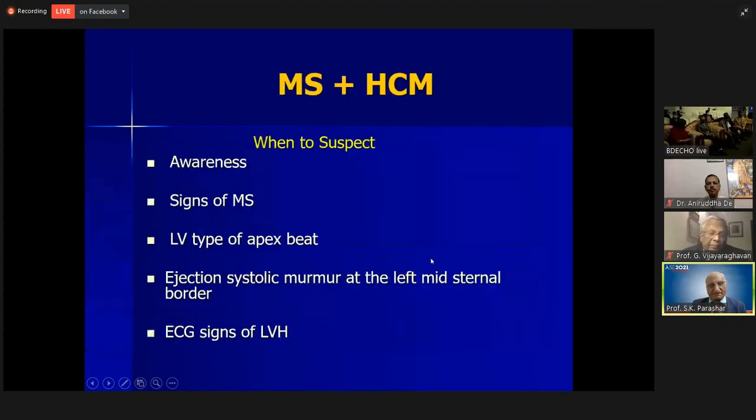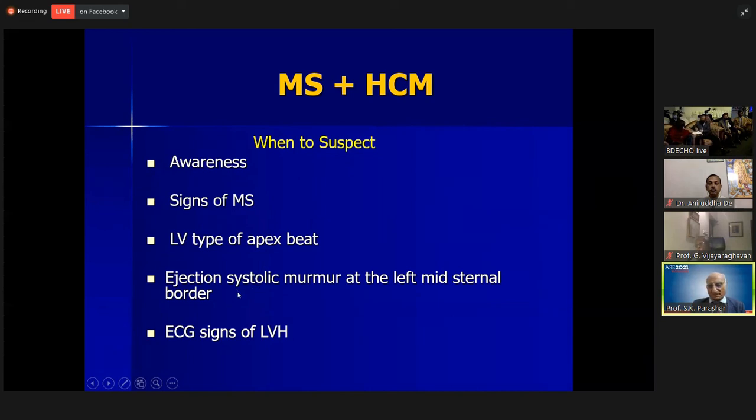So the problem of MS plus HOCM, when to suspect, is you must have an awareness of this. In these cases, everything is usually very evident: signs of mitral stenosis, LV type of apex beat, ejection systolic murmur at the left mid-sternal border, and ECG signs of LVH. There were no ECG signs of LVH in our case, and possibly on clinical examination we might have missed an LV type of apex beat, and the ejection systolic murmur was always attributed to the MR.